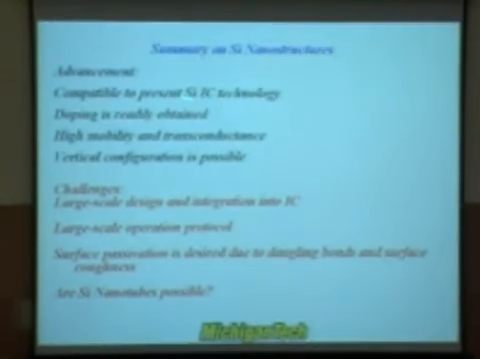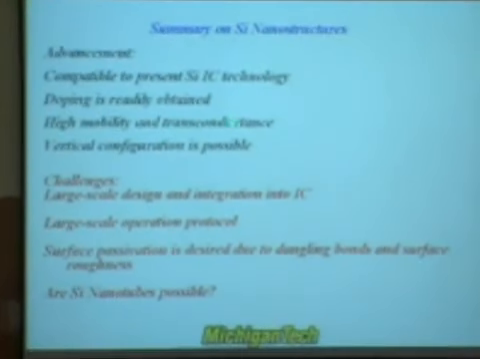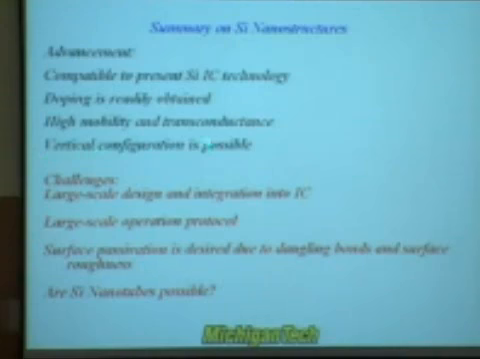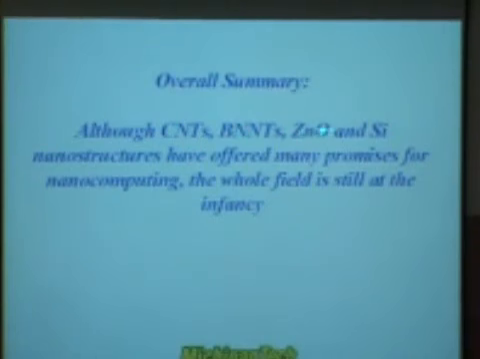Compatible with the present IC technology, doping is no problem. High mobility and conductance. They can be grown in vertical configuration, right? And the remaining challenges will be large-scale operation, surface passivation, or can we make actual silicon nanotubes? That is an open question. If not, we can roll on. This is the overall summary. Although carbon nanotubes, boron nitride tubes, zinc oxide, or silicon nanostructures offer promise, the whole field is just at the beginning stage, right? We need many more efforts.